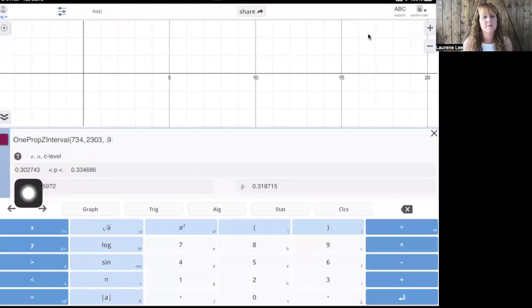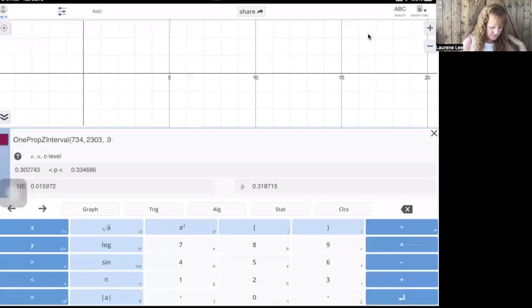Now notice the numbers are decimals. So that means that what I'm saying, and listen to this language carefully, I'm not saying the mean, I'm saying the percentage of the population that believes in UFOs. Okay, and my confidence interval is saying that's somewhere between 30% and 33%. So that gives me an idea of how people at large are going to believe in my population.